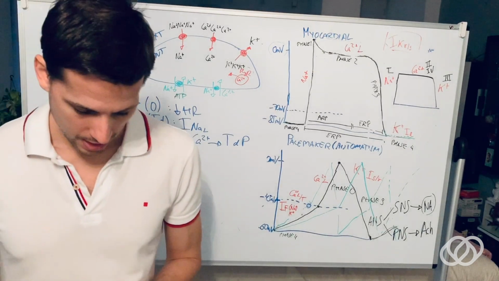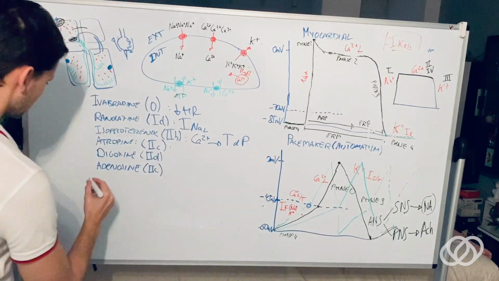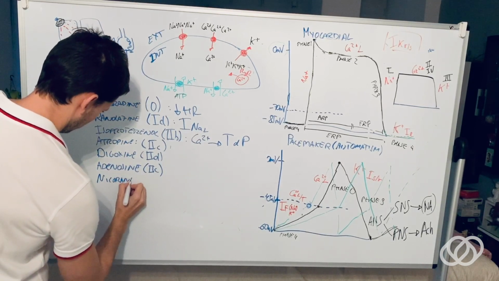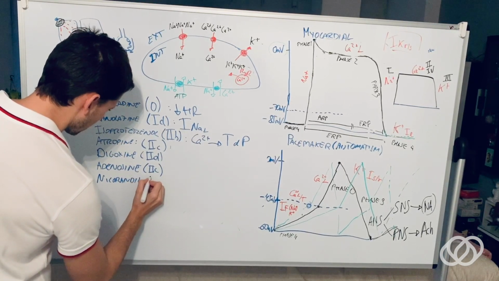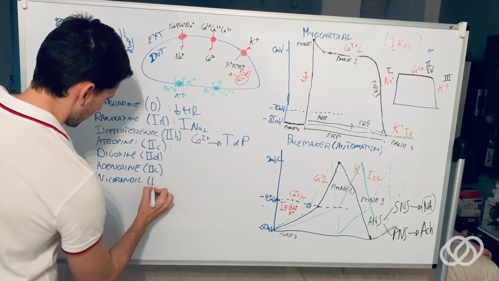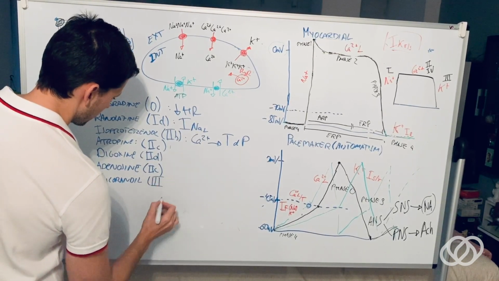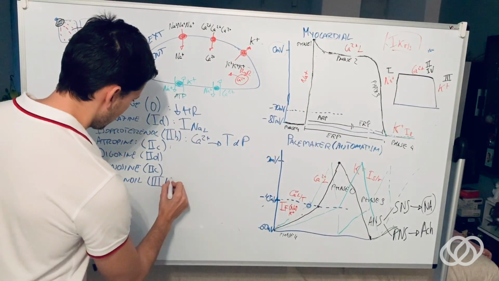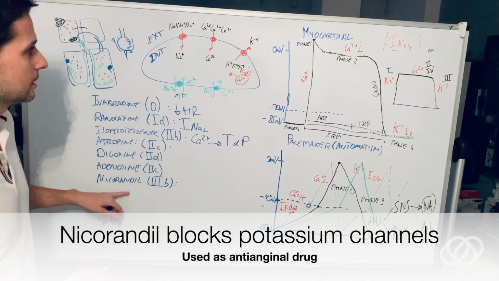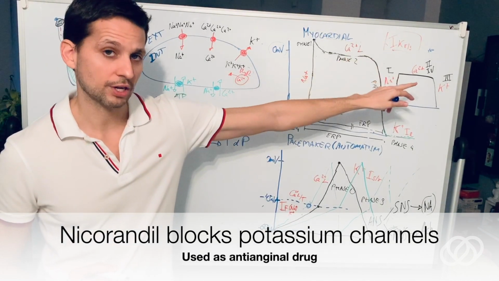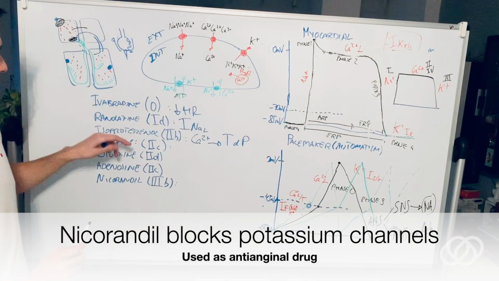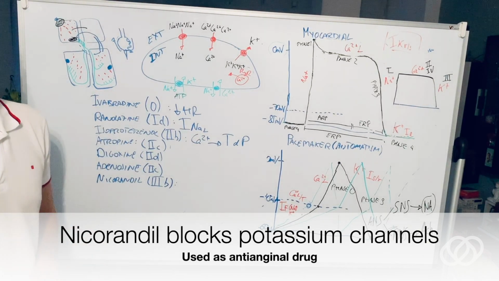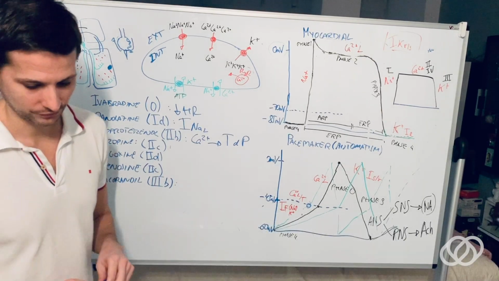Okay. Then we have another one that is nicorandil. Nicorandil could be in the third class of antiarrhythmic drugs, in the 3B, mainly because nicorandil is blocking some potassium channels. Currently, as it happens with ranolazine, nicorandil is being used as an anti-anginal drug.